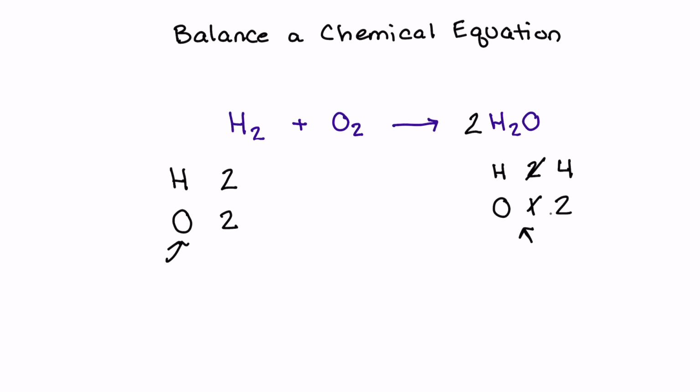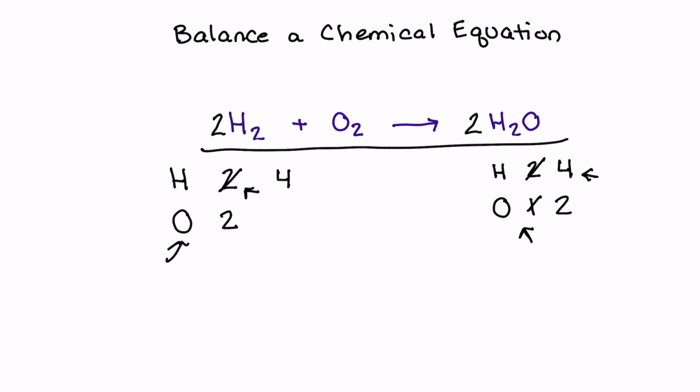Okay, so now I can see that my oxygens are the same on both sides. However, now I only have 2 hydrogens over here, but 4 over here. It's not balanced. What can I do to fix this? Well, what happens if I put a 2 in front of my H2? Now I have 4 hydrogens, and you can see that it's balanced. I have 4 hydrogens on either side of the reaction and 2 oxygens on either side of the reaction. This means I have to have at least 2 molecules of the H2 to combine with 1 molecule of the O2 to make 2 molecules of water.